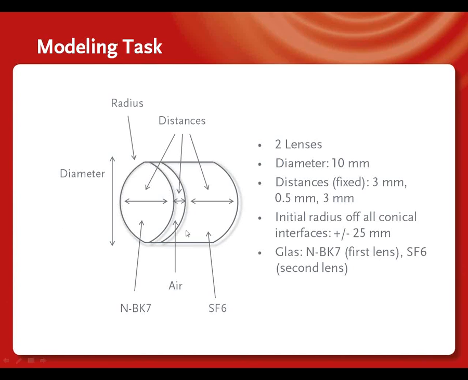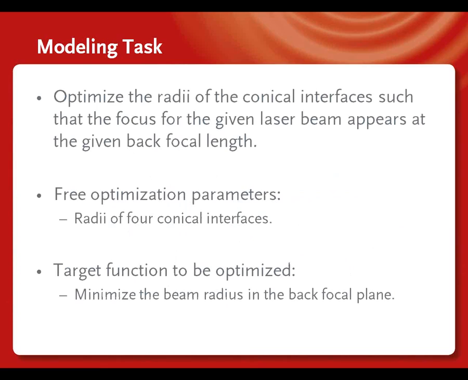I set an initial radius of curvature of the spherical surfaces of plus minus 25 millimeters, and this is actually what I would like to optimize. So let's discuss what the goal of the optimization is. Again, the goal is to optimize the conical interfaces, especially the radii of these 4 conical interfaces, such that the focus of the laser beam in the focal plane is minimized and has a very good quality. So the parameters for the optimization are the radii of these four conical interfaces.